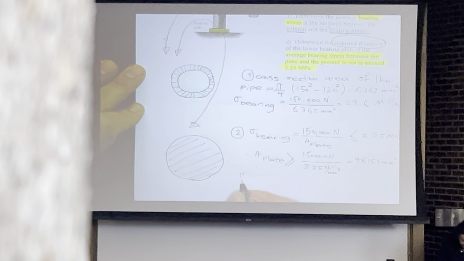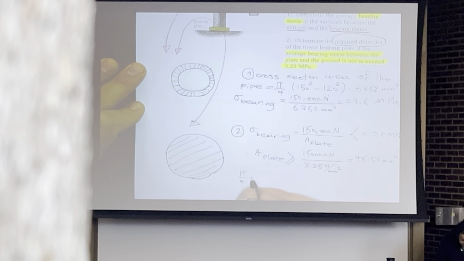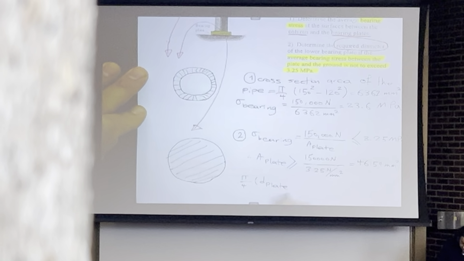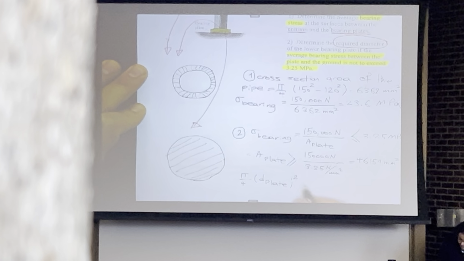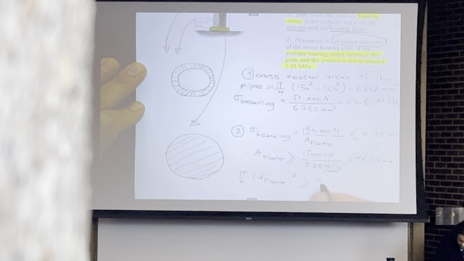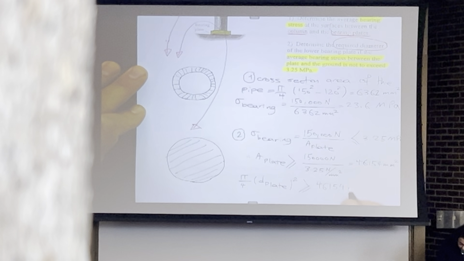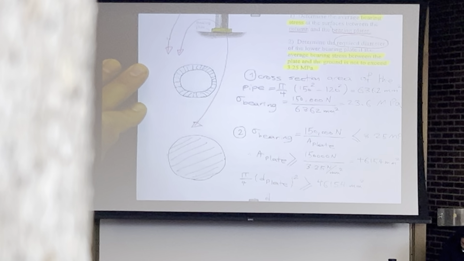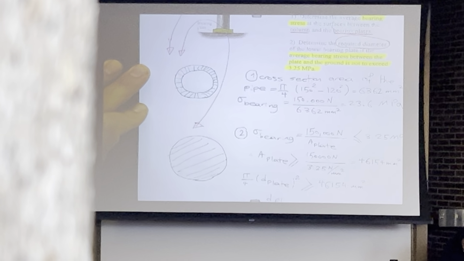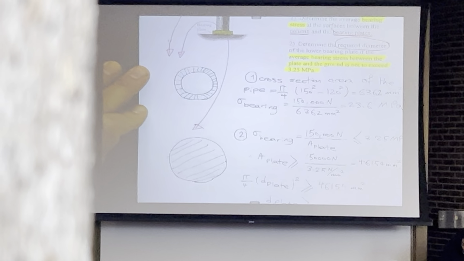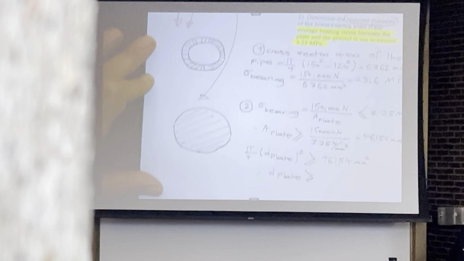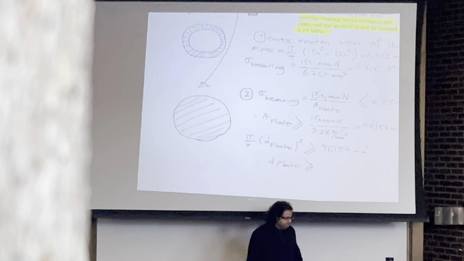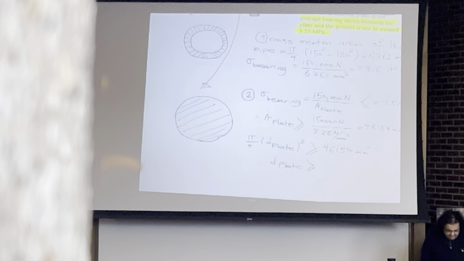I'm going to convert the area in this equation. Instead of the area of the plate, I'm going to use the diameter of the plate. That should be larger than 46,154. And from here, could you please tell me what should be the minimum value for the diameter of the plate? 242 millimeter. Thank you so much.